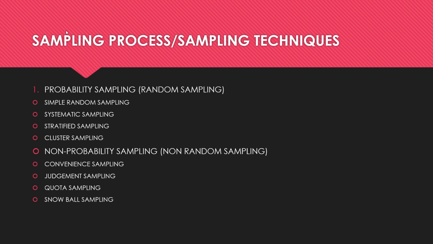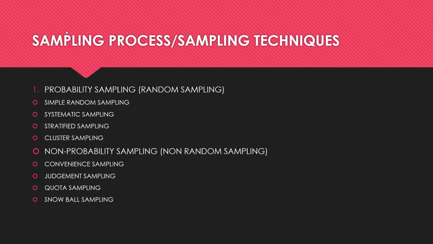Next is cluster sampling. In cluster sampling, the researcher divides a population into smaller groups known as clusters. Then they select among these clusters to form a sample. It's a method used to study large populations, particularly those that are widely geographically dispersed.